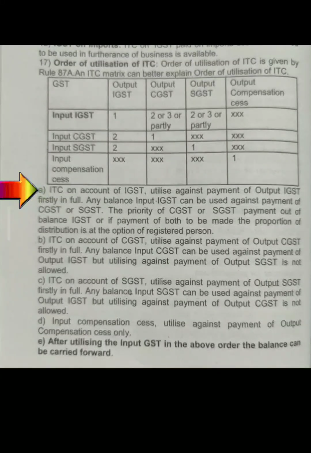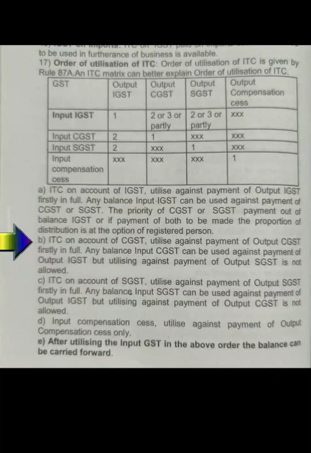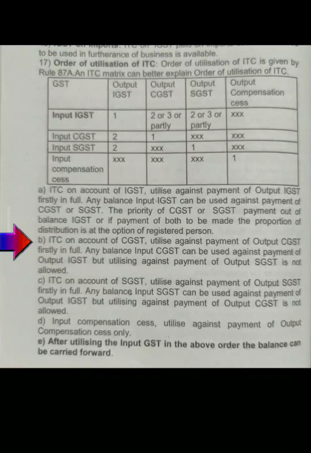Second utilization, ITC on the account of CGST. Utilize against payment of output CGST firstly in full. Any balance input CGST can be used against payment of output IGST, but utilizing against payment of output SGST is not allowed. So the second utilization relates to the CGST: ITC on the account of CGST.